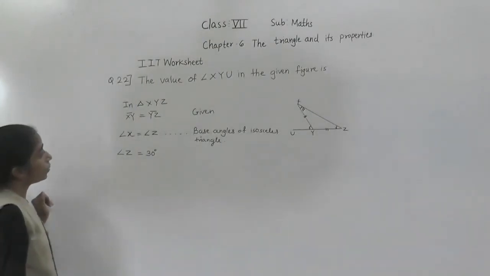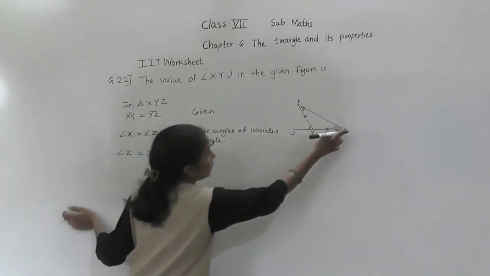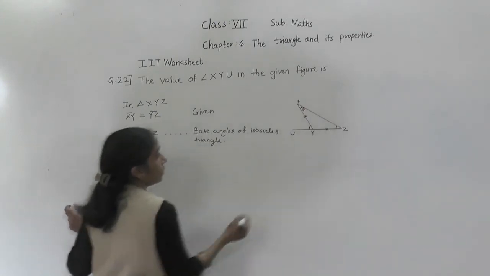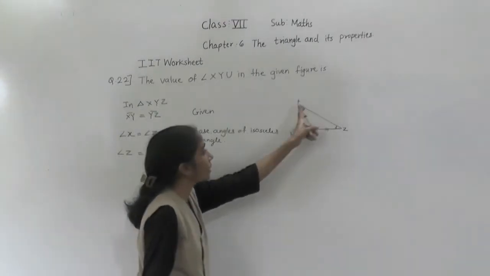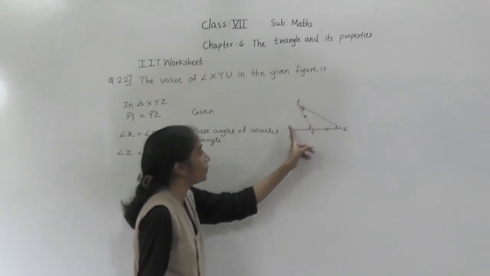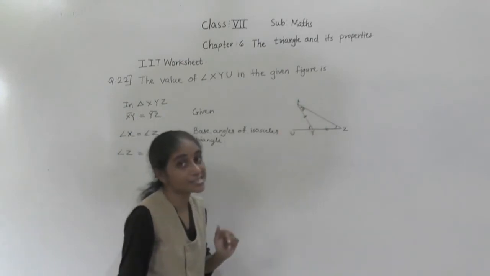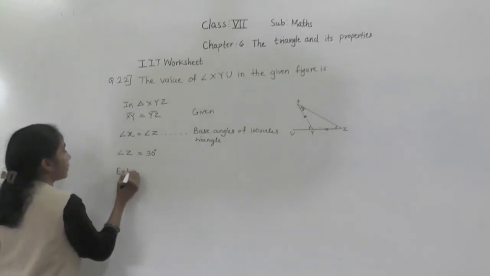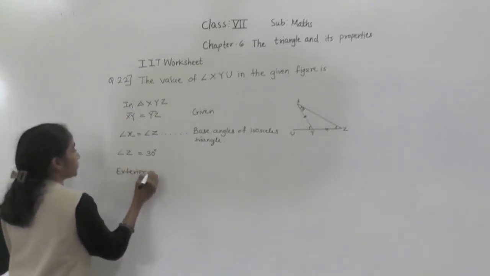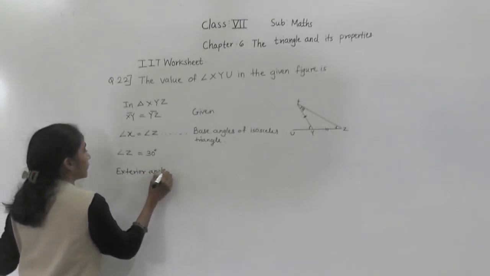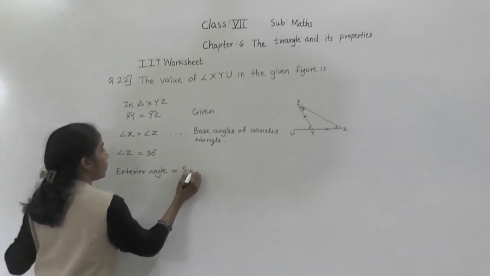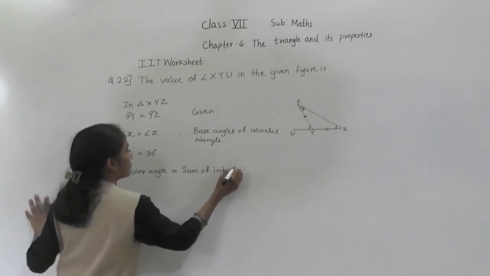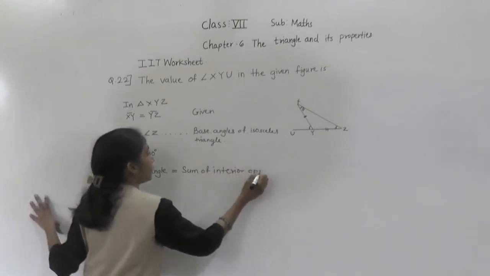Okay, so now we got these angles also. These and these angles we got. We have to find angle XYU. XYU is an exterior angle. So the exterior angle is equal to the sum of the interior opposite angles.